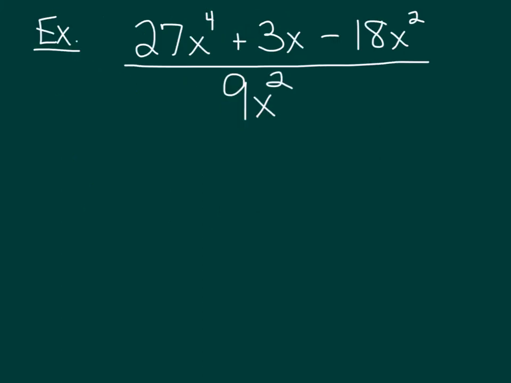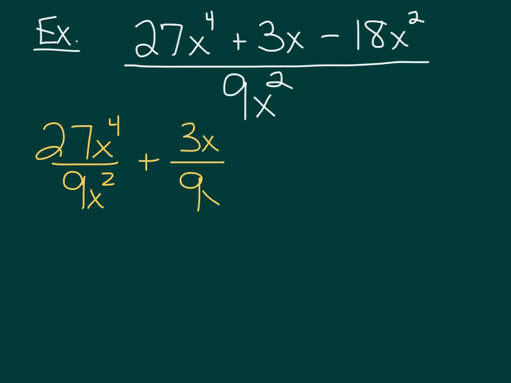Okay, so again, I'm going to rewrite it step by step. 27x to the fourth over 9x squared, plus 3x over 9x squared, minus 18x squared over 9x squared. So again, I'm doing a bunch of exponent division problems.